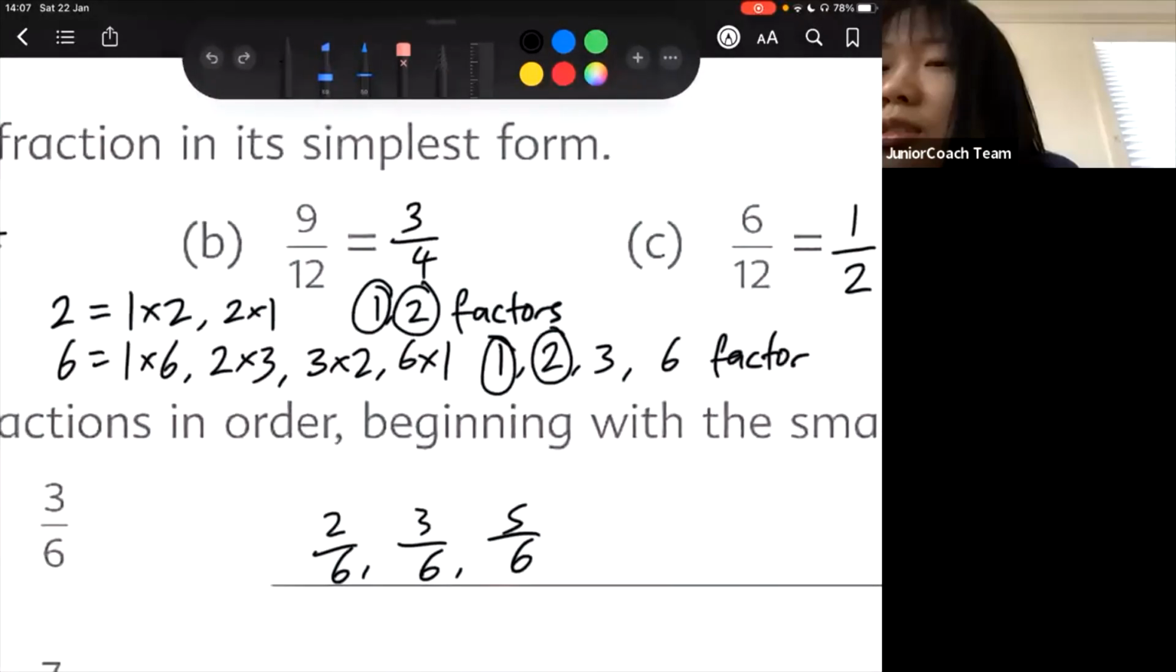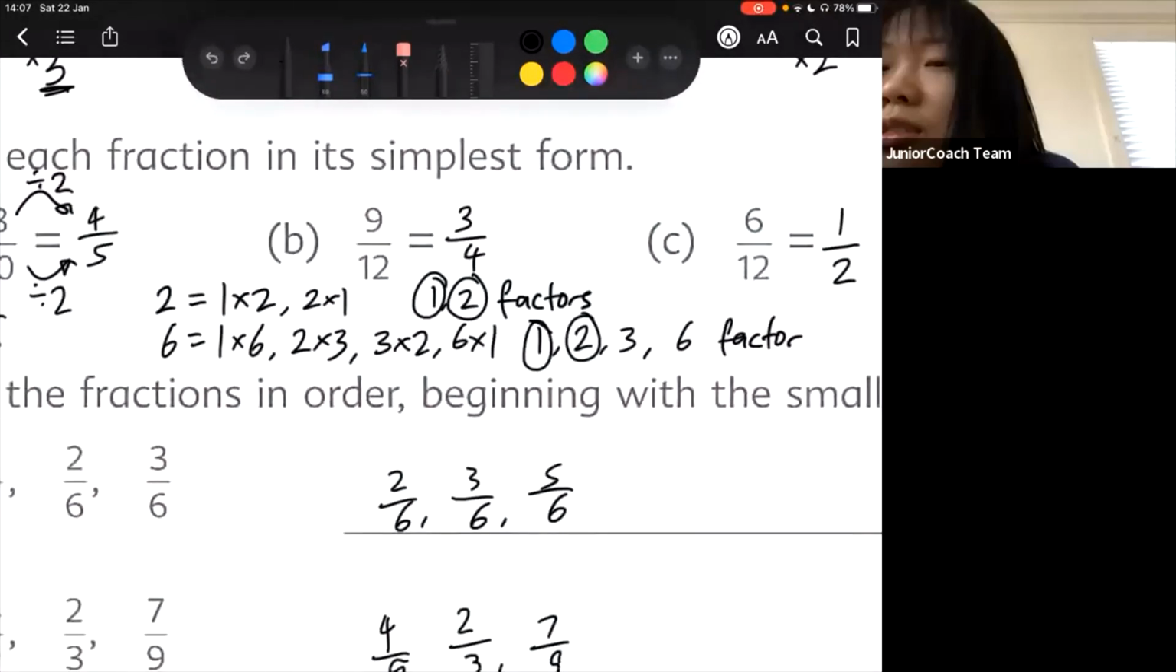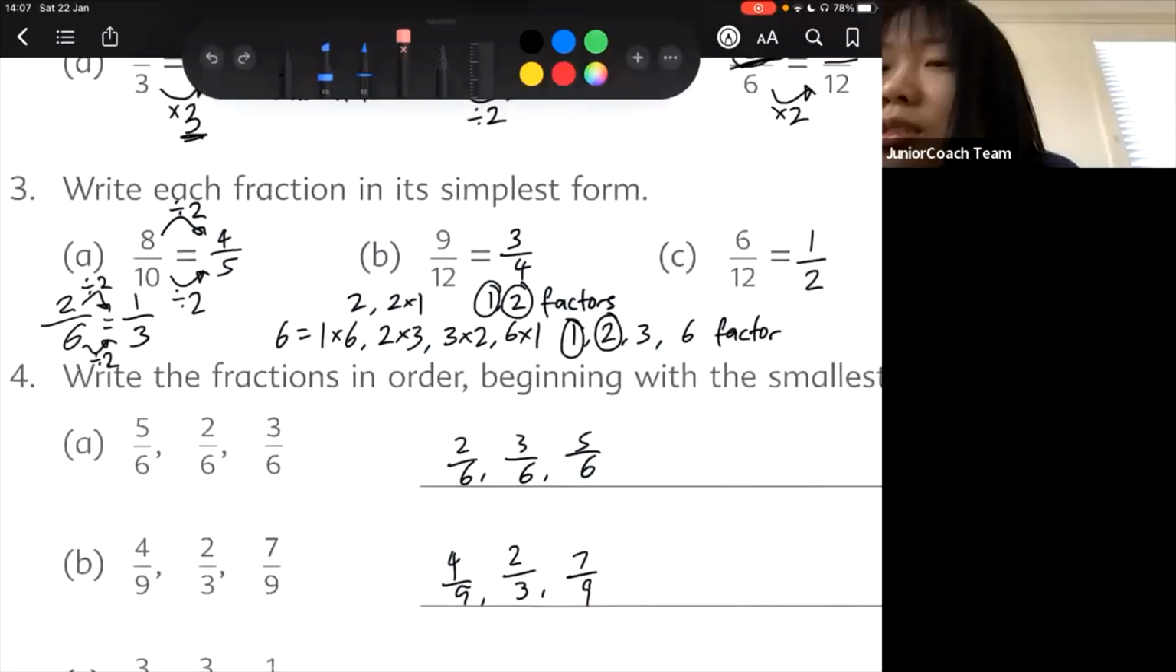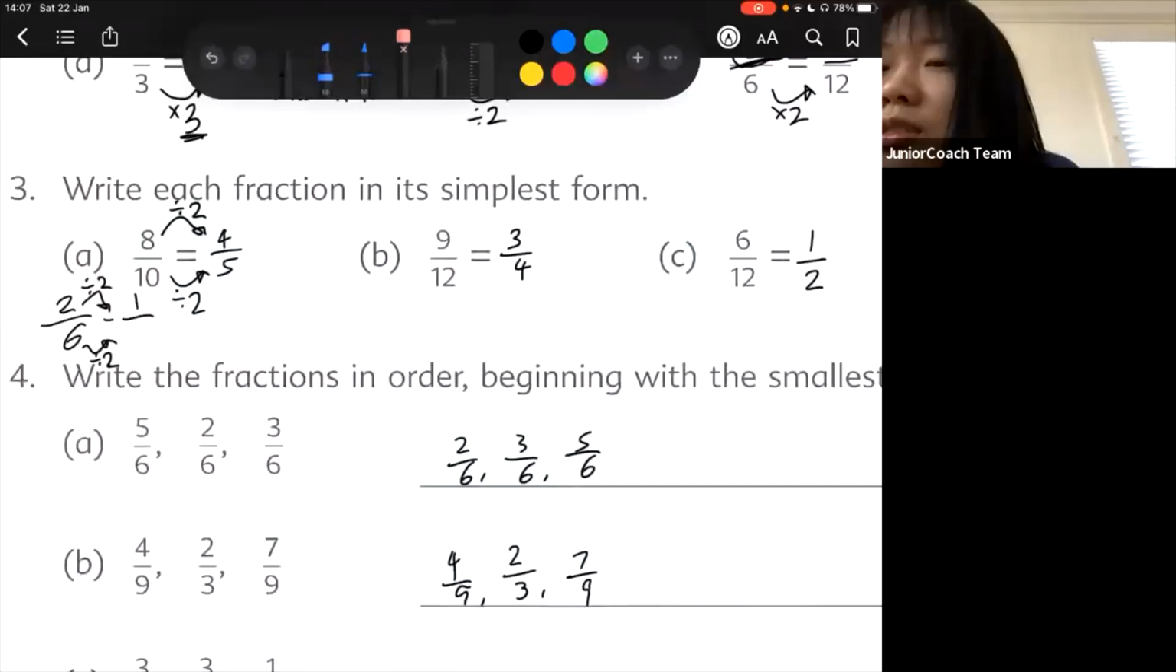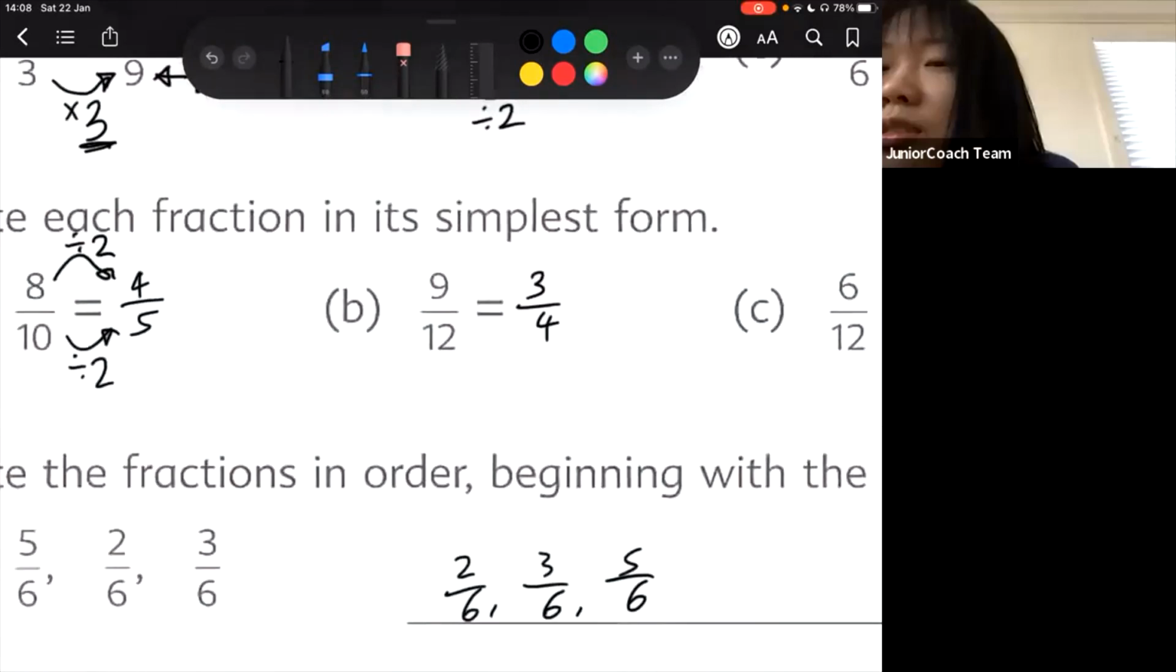Usually we want to divide by the biggest common factor to attain the simplest form in the fastest way. But for now, you don't need to know all that. But if you have any questions on that, I'll be happy to answer.